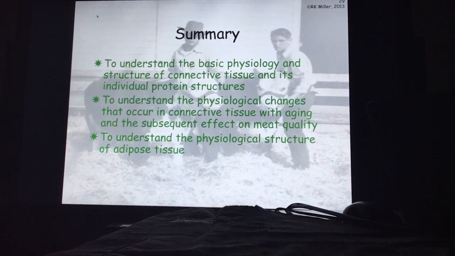So in summary, we talked about a lot in this lecture. We first talked about the basic physiology and structure of connective tissue and its individual protein structure. And then we talked about the physiological changes that occur in connective tissue with aging and the subsequent effect on meat quality. We had the Cross article and the Purslow article that were important there. And then we finished that up with the Type 3 article out of Richard McCormick's lab. And then we spent the last few minutes understanding the physiology and structure of adipose tissue, because we'll come back to that.